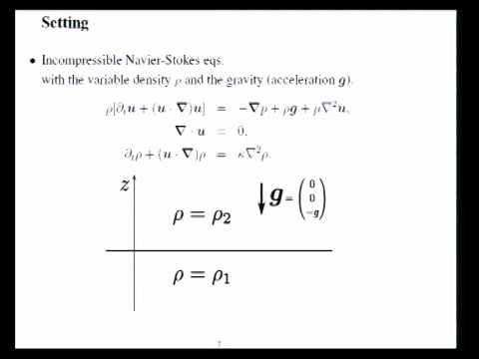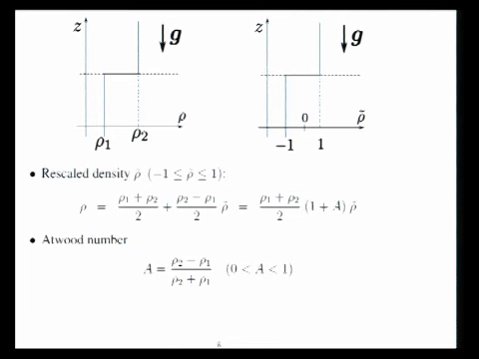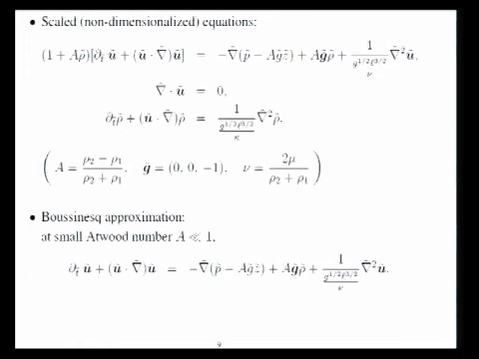Okay, so the setting is the following. This is the Navier-Stokes equation with a variable density. I assume these diffusive constants and viscosity are the same for the two fluids. Then I scale the density in this way, so that the ρ1 and ρ2 values become -1 and 1. Here the Atwood number appears naturally. Now the non-dimensionalized equations look like this.